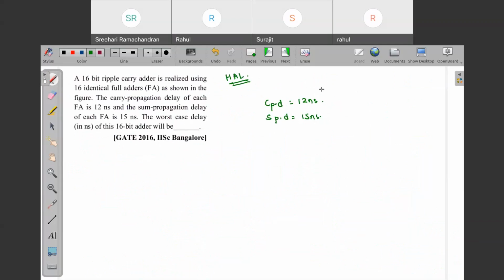If you see, carry propagation delay is 12 nanosecond and your sum propagation delay is 15 nanosecond. So when sum is greater than carry, our formula is what? (N minus 1) into C plus S. N is 16 bits, so 15 into carry propagation delay 12 is 180, plus 15. So that is 195 nanosecond. So 195 nanosecond is your answer.